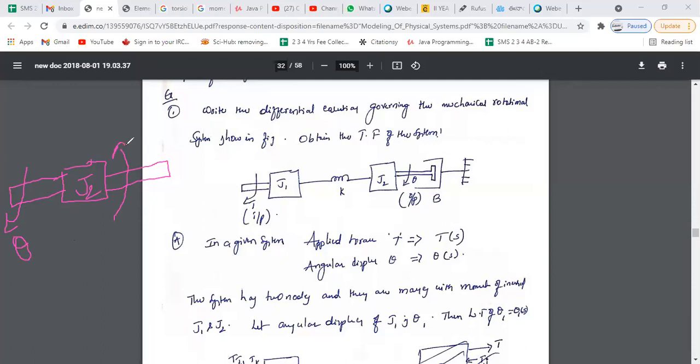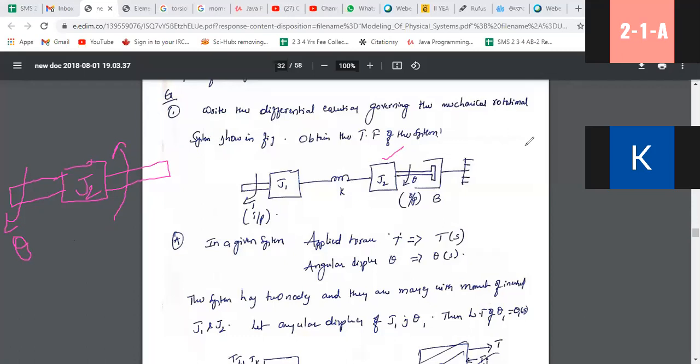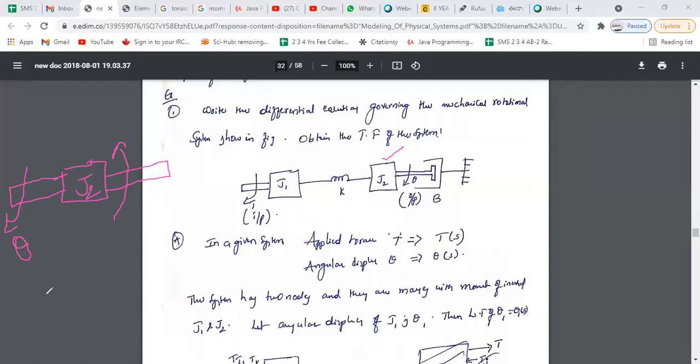What are the opposing torques on J2? Tau J2, tau K, and tau B, sir. Right, very good. Tau J2 is one opposing torque. Tau K is one more opposing torque. Tau B is one more opposing torque.